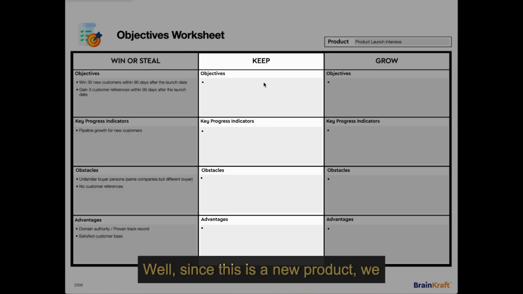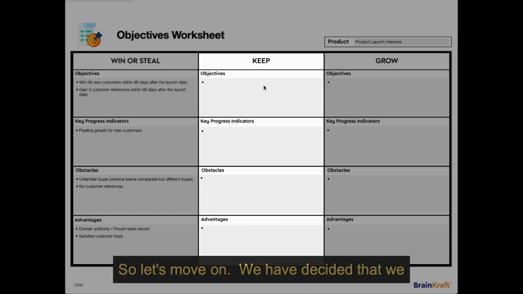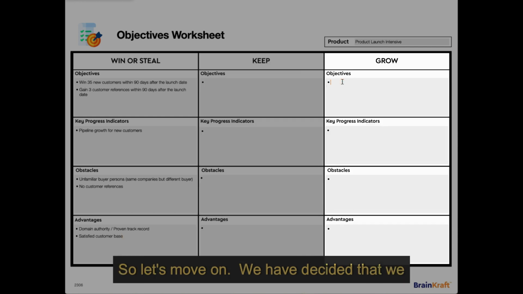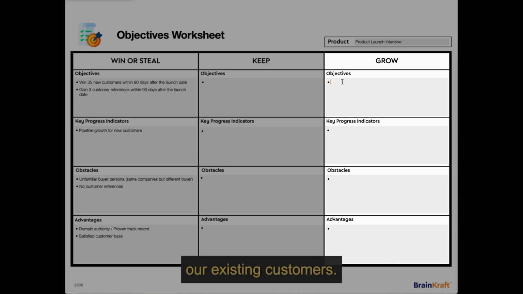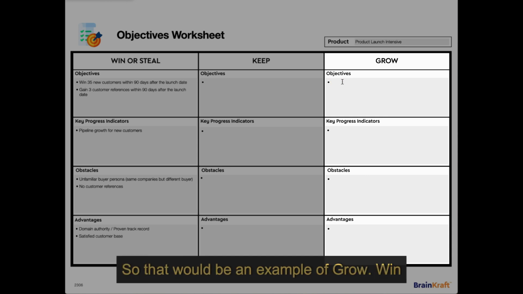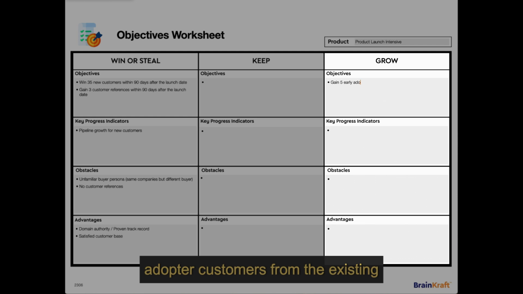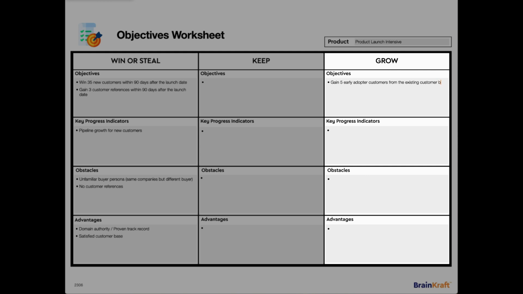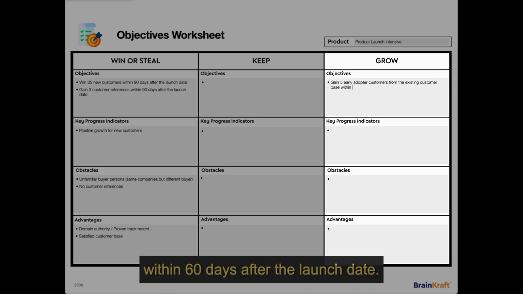So let's go to Keep. Well, since this is a new product, we really don't have any Keep launch objectives that we could define. So let's move on. We have decided, though, that we want to try to target and upgrade some of our existing customers. So that would be an example of grow. So win new customers, keep the customers you win, and grow the customers you keep. So we've decided that we want to gain 5 early adopter customers from the existing customer base within 60 days after the launch date.